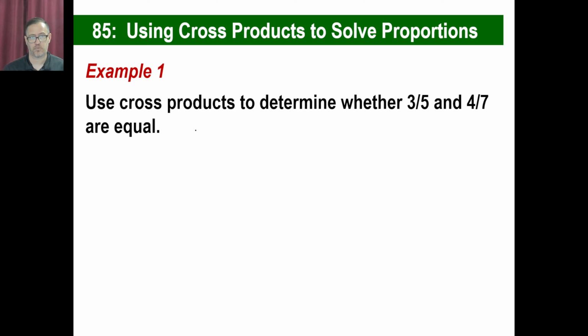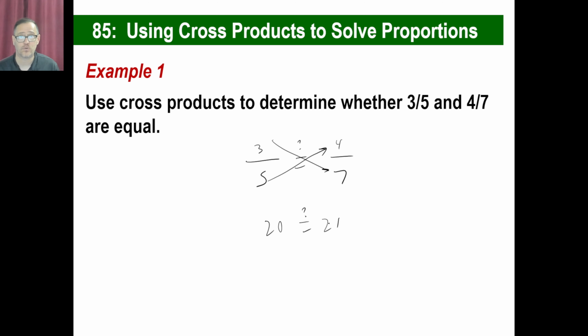So use cross products to determine whether 3/5 and 4/7 are equal. Well, let's figure it out. Is 3/5 equal to 4/7? I'll put a little question mark. Are they equal? I don't know. Well, let's find out. 5 times 4 is 20. Is that equal to 3 times 7, which is 21? No, not exactly. So these are not equal fractions. We can prove that because 20 is not equal to 21. That's it. We don't need to do anything else. We just know that those two fractions are not equal.